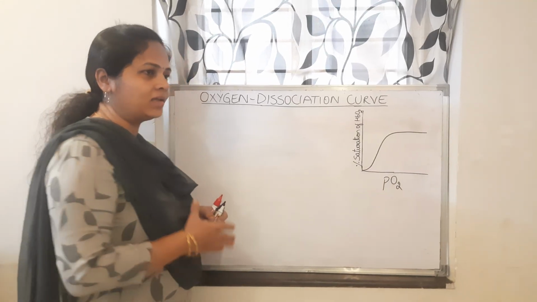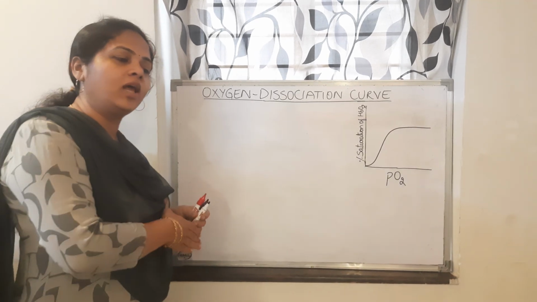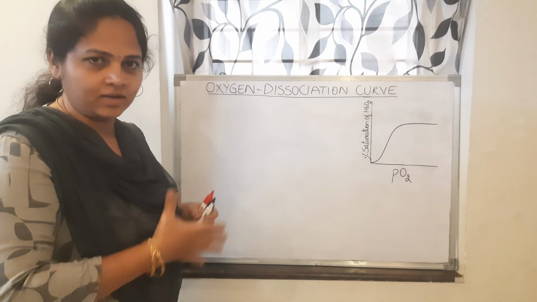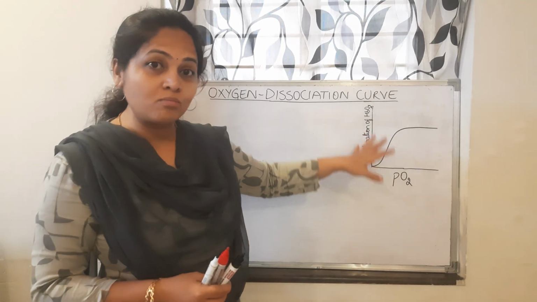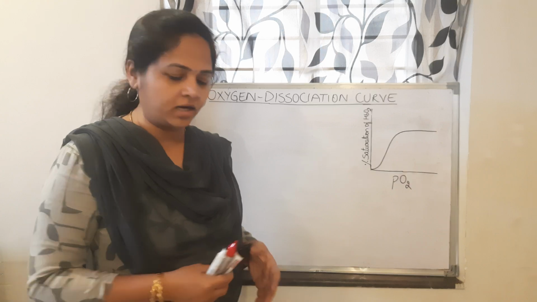First of all, rather than discussing what will happen if the curve shifts towards the right side or left side, we need to understand why this curve is perfectly sigmoid in shape. Let us do that first.